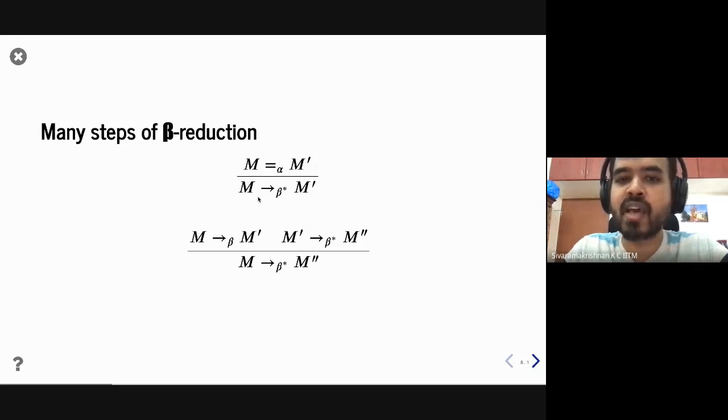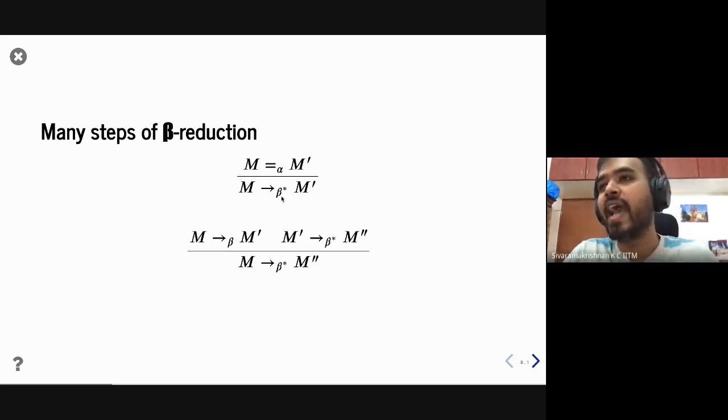If two terms are alpha equivalent, we're just calling it being able to go from M to M prime in multiple steps of beta reduction. It's a bit weird. I should have really named it as something else. But if two terms are alpha equivalent, I just call them to be the same as going from one term to the other. Yeah, that's the definition that we are going for.